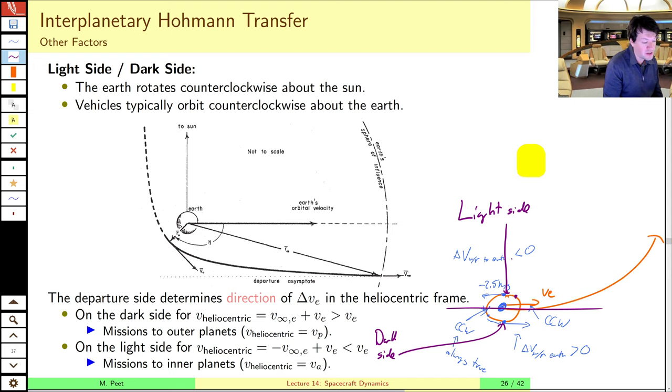So if you're burning on the light side, that means you want your delta V with respect to Earth to be less than zero. And in the dark side, it means your delta V with respect to the Earth is positive. So your final velocity after you've left the sphere of influence will be greater than the Earth's velocity if you burn on the dark side, and it will be less than the Earth's velocity if you burn on the light side. So if you're going to the outer planets, you burn on the dark side. And if you're going to the inner planets, you burn on the light side.